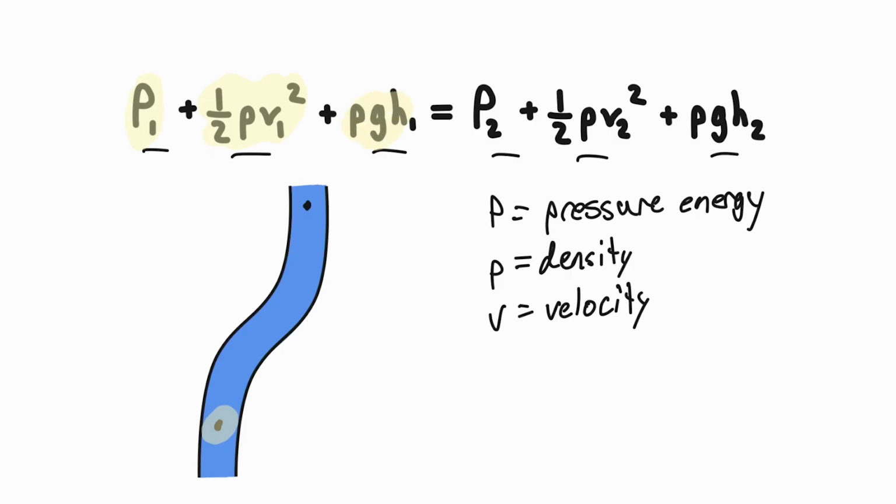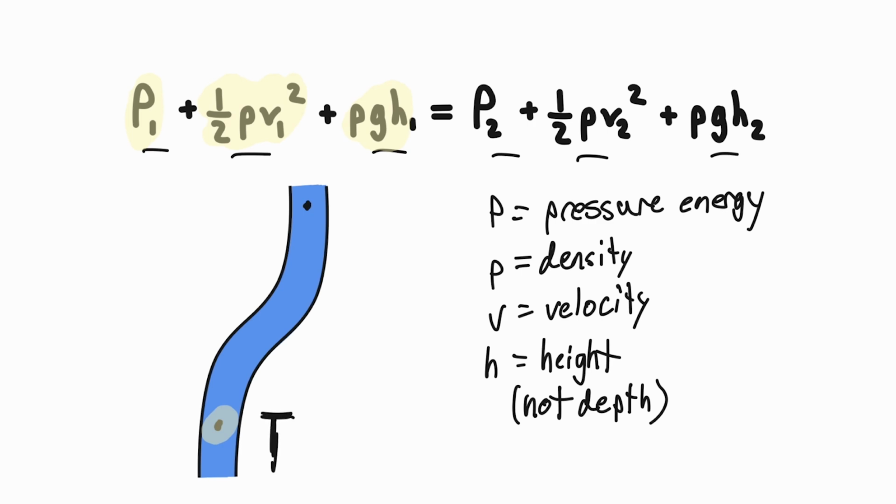And finally we have rho gh. Again, rho is just density, g is the gravitational constant, and h is the height or the distance from the ground. And the reason it's height is because this term is the gravitational potential energy for that point in the liquid. Make sure you never confuse this with the depth under the surface of the water. So for example, we are measuring the height of this point from the ground. We are not measuring the distance from the surface of the water.